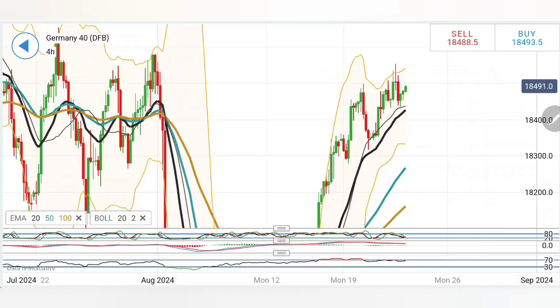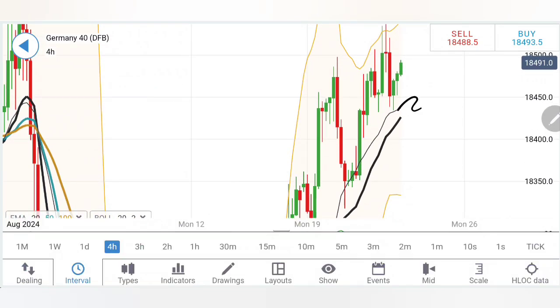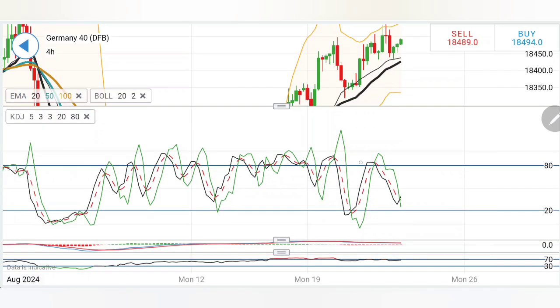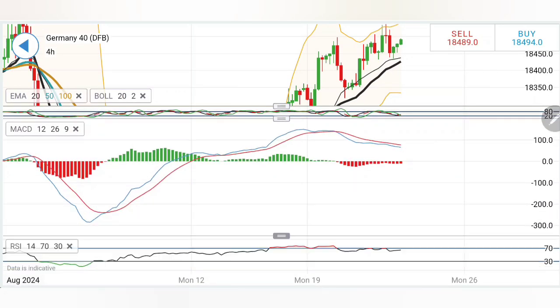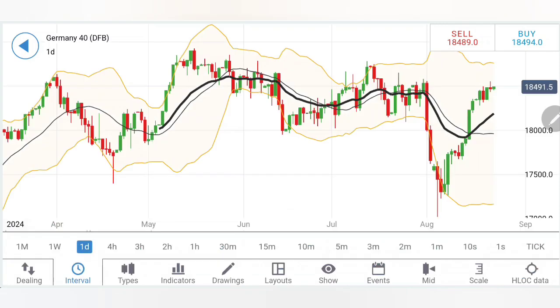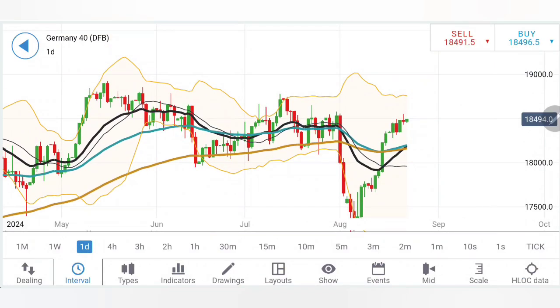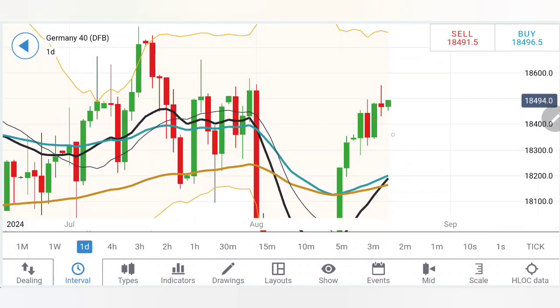Be watchful. Also, very important to see these three candles where you can find a very good support at 18430 levels here. Stochastic at bottom trying to bounce back. MACD bearish, RSI rising here. Coming to daily DAX on the daily charts. Now look at the formation.